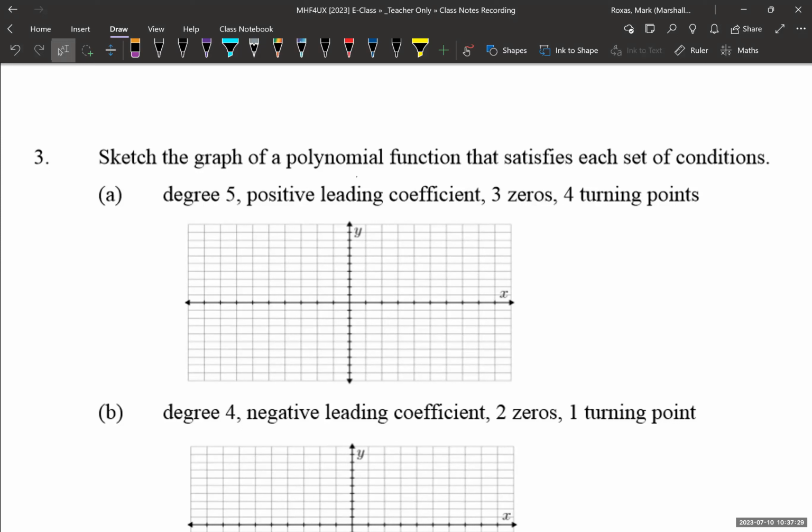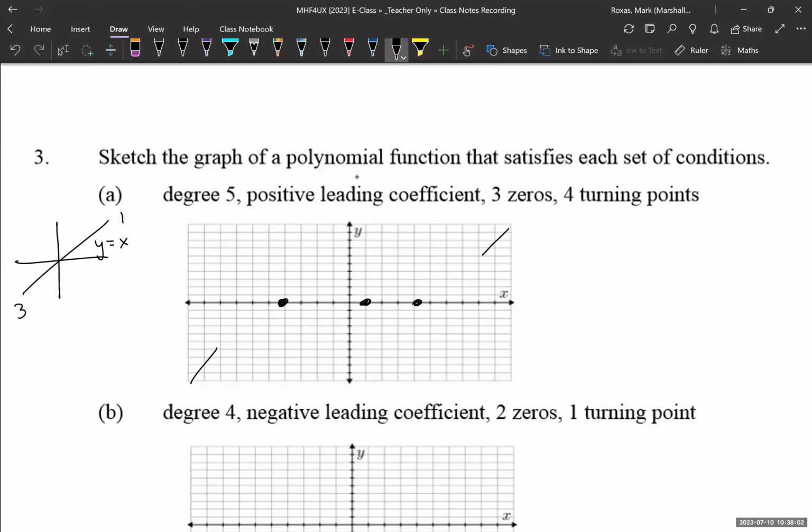Degree 5 with 4 turning points, positive leading coefficient. So think about what other odd degree functions we know. We know the basic linear function, if it has a positive leading coefficient, like y equals x. So you have to start in quadrant 3 and end in quadrant 1. Okay, so start in quadrant 3, maybe somewhere here, end in quadrant 1, somewhere there, and we have to have 3 zeros. Put in some zeros.